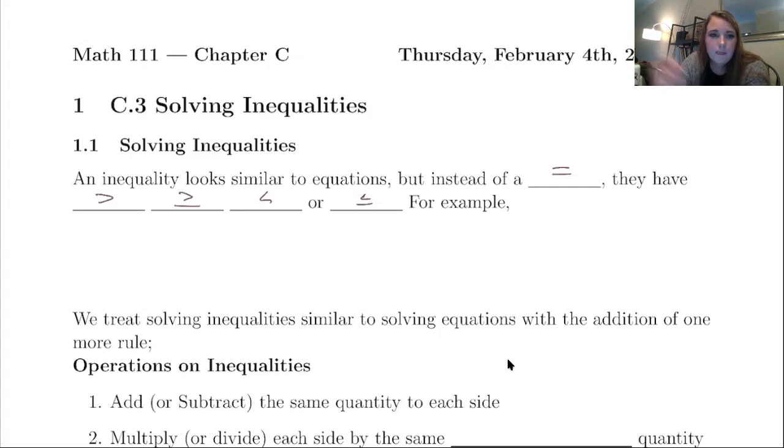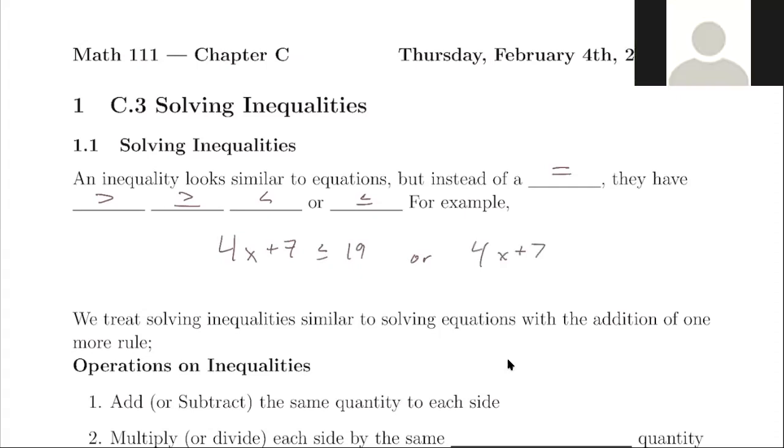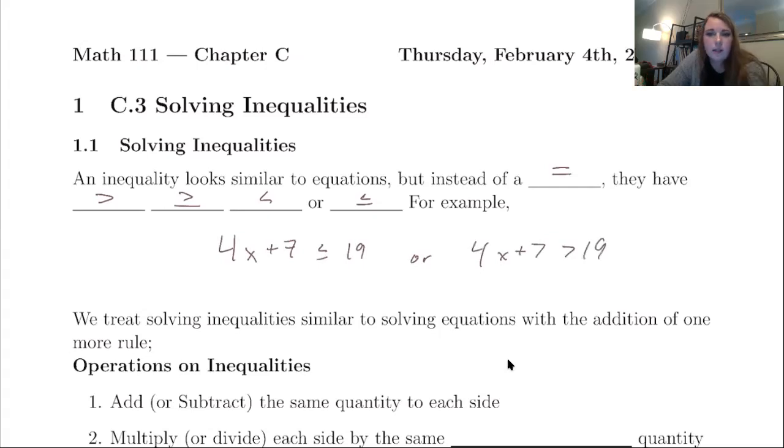What was my example? Oh yeah, so remember our example for our linear was like 4x plus 7 equals 19, but now I can say 4x plus 7 is less than or equal to 19, or 4x plus 7 is greater than 19 and stuff like that. Do you guys remember when we talked about writing intervals and drawing intervals? This is where that comes into play again. I know it's been a while, but everything builds on itself, right? So we treat solving inequalities similar to solving equations with one additional rule.